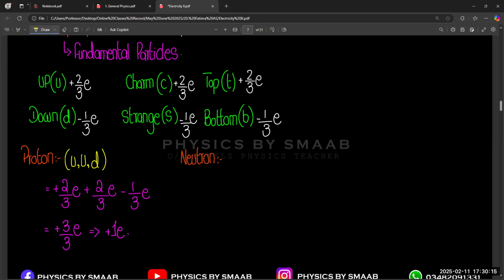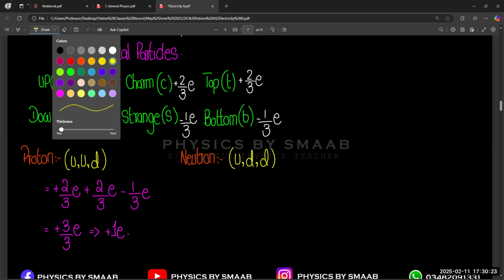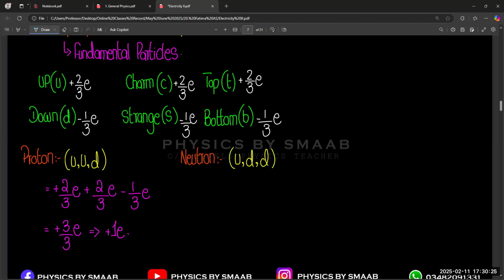So for a neutron, it is up, down, down. Now in this category, for the up quark the value is +2/3e, then -1/3e, then -1/3e. So after combining, you will get the answer 0. It means no charge on the neutron.